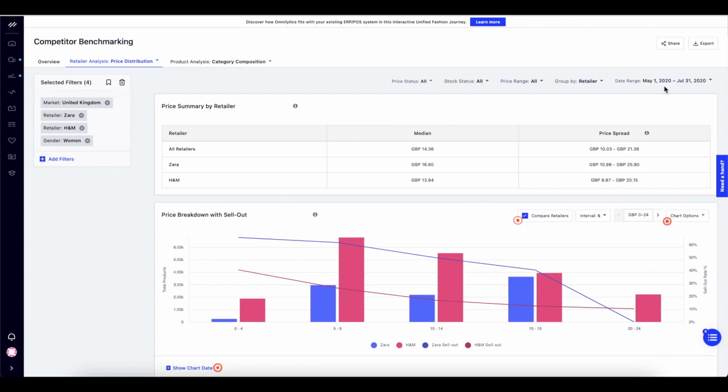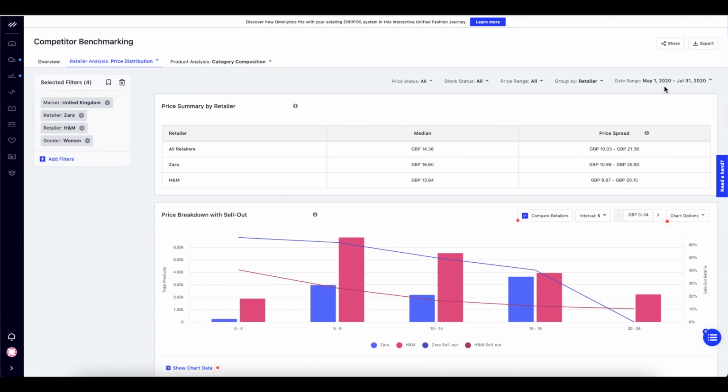A common question from fashion brands is, how often should I review my competitor's pricing strategy? Reviewing your competitor's pricing strategy by categories can be performed monthly, quarterly, every half a year, or based on seasonality. It is also dependent on the segmentation of your brand.